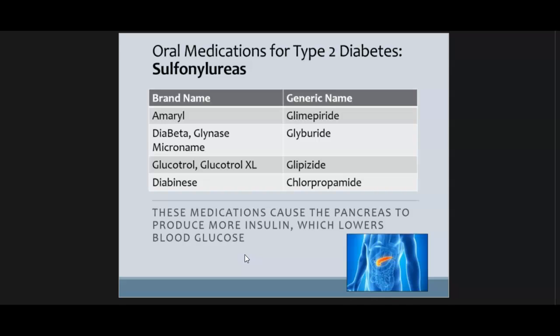These medications work on the pancreas to produce more insulin. All of these sulfonylureas are trying to stimulate the pancreas to create more insulin. So the biguanides are trying to suppress the amount of glucose produced in the liver, and the sulfonylureas are trying to stimulate the pancreas to produce more insulin.